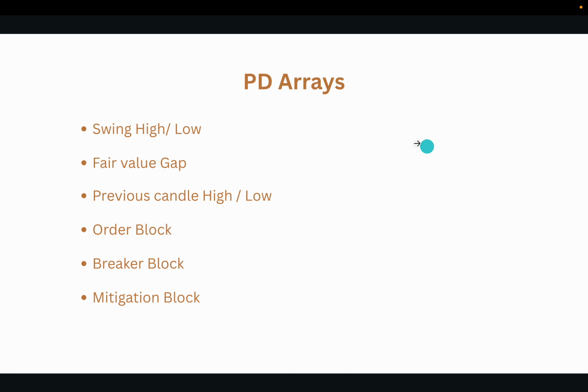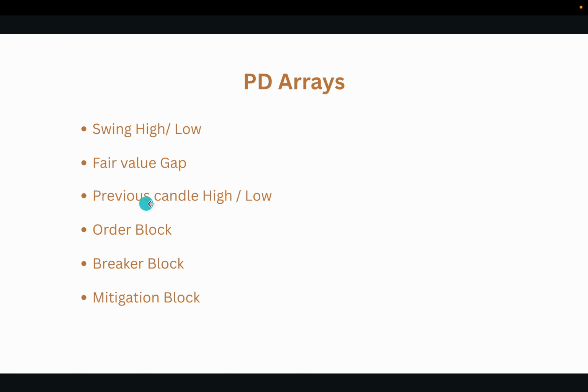So what are PD arrays? PD array stands for premium and discount arrays. What is a premium array? A swing high. What is a discount array? A swing low. It could be a fair value gap. So a bullish fair value gap is a premium array. A bearish fair value gap is a discount array.